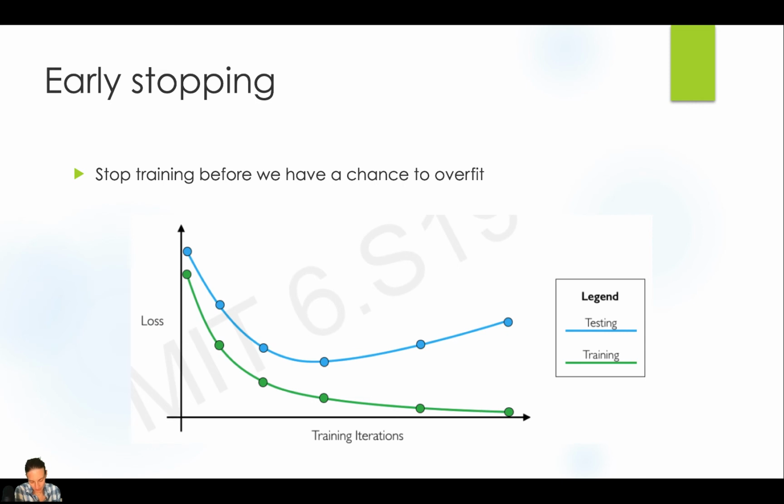Stop training before the network overfits. It's very important, if you remember, to not just look at your training loss, because that's the loss that's printed by default when you train your model. Have a look at your testing loss as well.